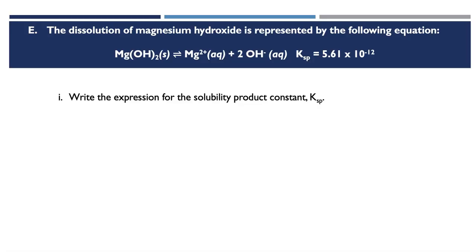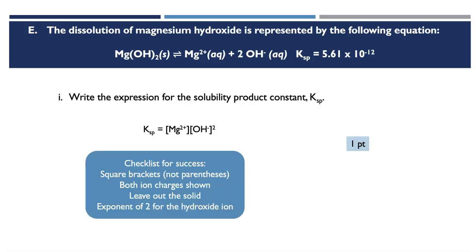Like most KSP values, a very tiny little number. And we're asked to write the expression for the solubility product KSP. We do have the balanced equation, and so writing an equilibrium constant expression from that is reasonably straightforward. So we write KSP equals magnesium ion concentration times hydroxide ion concentration squared. And that's what you needed to write to earn the point for E part 1.